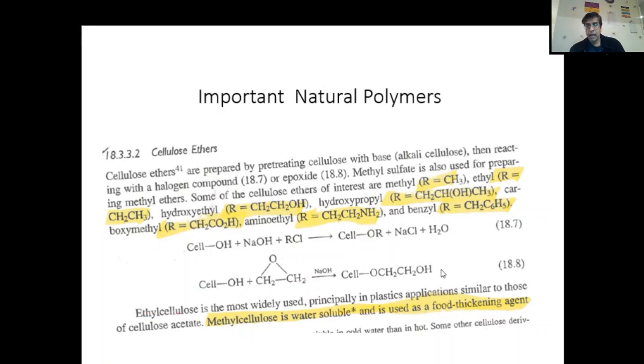If you have a methyl group here, it is methyl cellulose. If you have an ethyl group here, it is ethyl cellulose, which is most widely used for plastic applications because it is not very soluble. But methyl cellulose is water soluble. So if you use a methyl group here, you get methyl cellulose, which is water soluble, and it is used for food thickening, like making ice cream or some other stuff in which you mix this. It can be used as a food thickener.